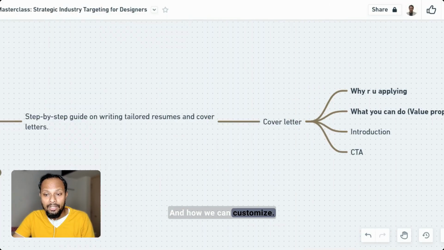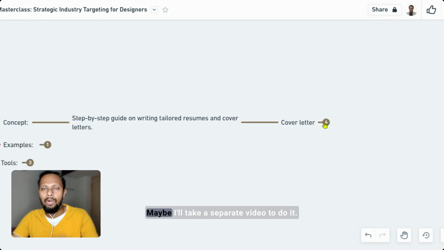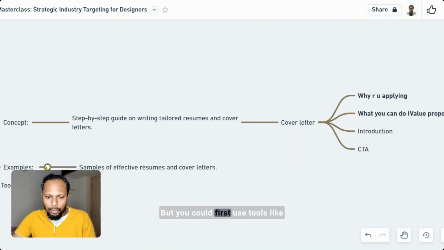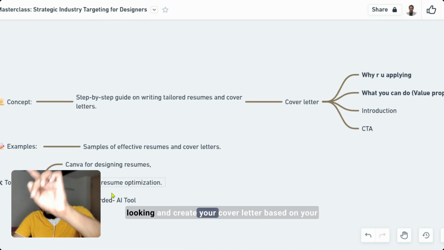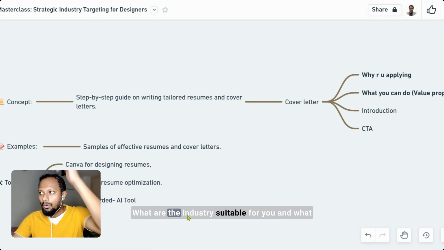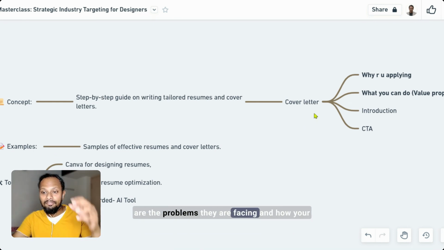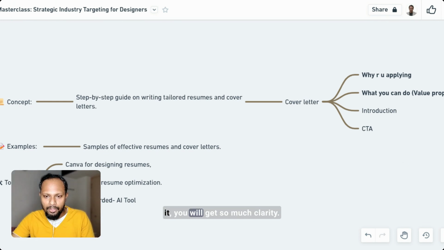So understand that and how you can customize. I just showed you an example, but you could do a lot more than this, okay? And also, I'll give you an example, guys. If I have to make a sample resume and cover letter, it would take another 1 hour. Maybe I'll make a separate video to do it. But you could first use tools like, let's say, Canva, JobScan, Resume Worded. It's an AI tool to find the keywords that the industry is looking for, that recruiters are looking for and the design community is looking for, and create your cover letter based on your case study, what you're proposing. Okay, what are the problems you found in the earlier videos? What are the industries suitable for you? And what are the problems they are facing, and how can your skills help them, and showcase them using those keywords. Once you're able to do it, you will get so much clarity.